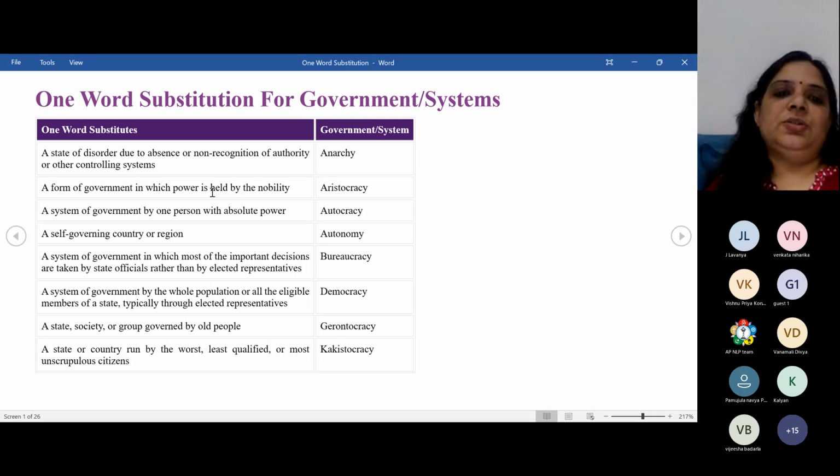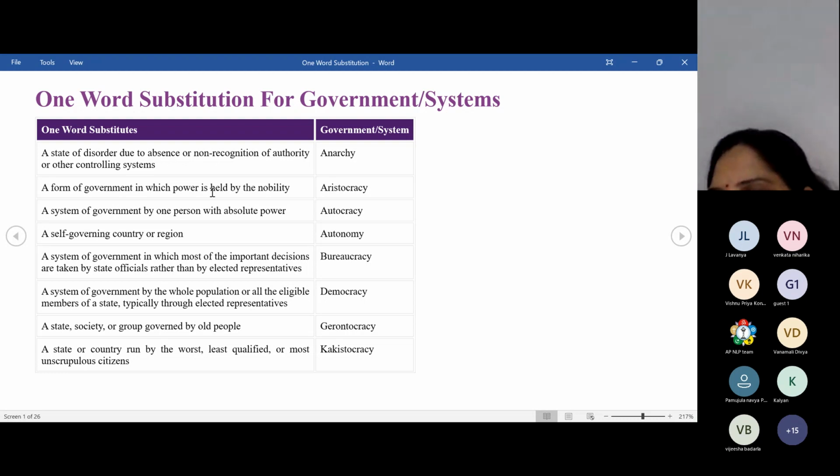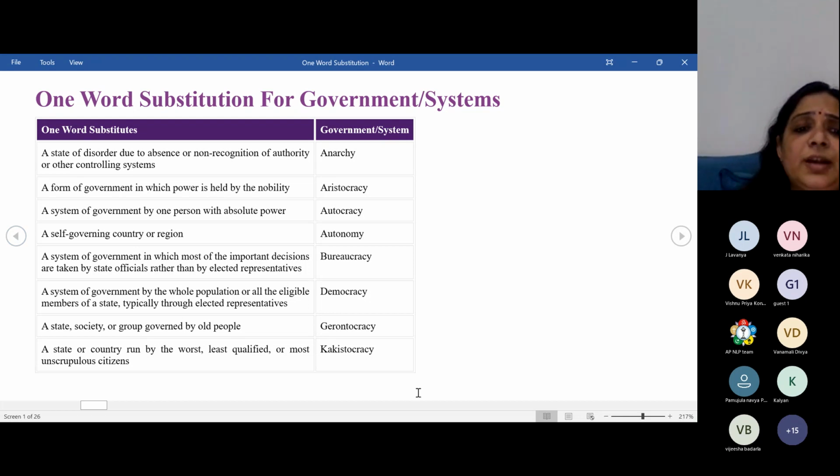A self-governing country or region is autonomy. Okay, what is ours? What is the Indian democracy? Democracy. Yes, the whole people or the eligible members of a state, typically through elected representatives, where we have the right for the people by the people, right? So that's democracy. What's bureaucracy? A system of government in which most of the important decisions are taken by state officials rather than by the elected representatives. So it is bureaucracy. A state, society, or group governed by old people. It's gerontocracy, it seems. Even I've heard this first time. A state or country run by the worst, least qualified or most unscrupulous citizens. Oh, is it something like this also? It is called cacistocracy. Wow.